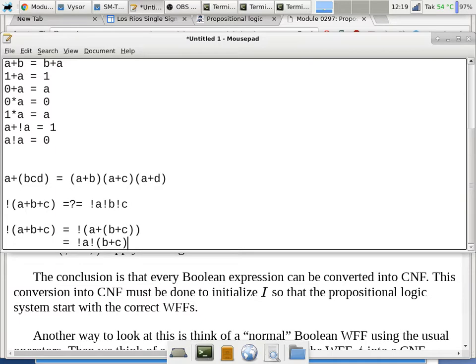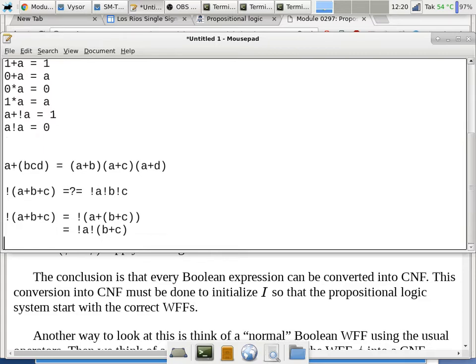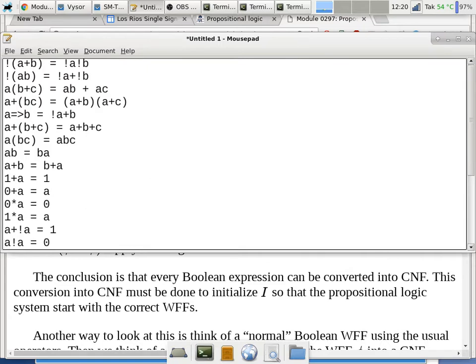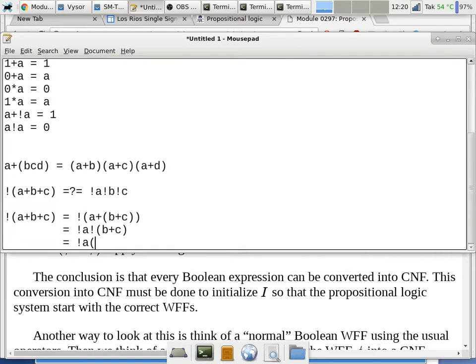Because I'm looking at B or C as one single thing. So now you have another B or C, and what does that become? I use extra parentheses just to emphasize that this is the other side. So when you look at this one, we can apply De Morgan's law one more time, and then we end up with this.